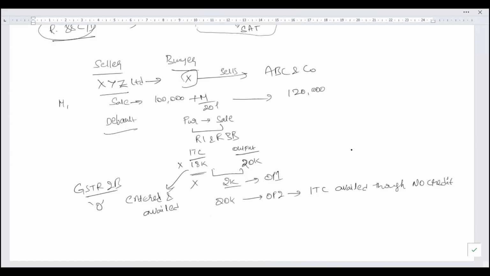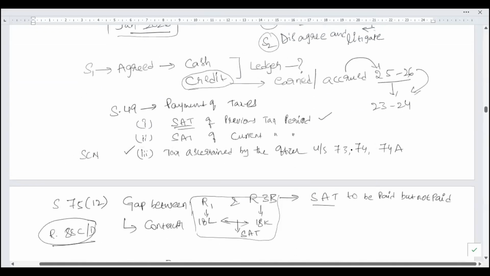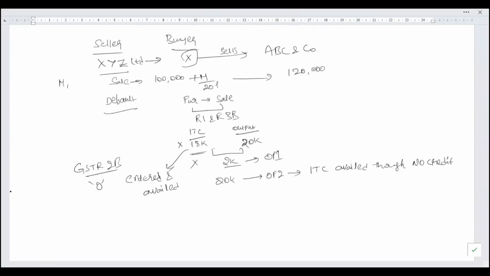So this is a scenario where I may land up in this situation where there is a self-assessment tax of the previous tax period. Though there is no credit, I have availed the credit. Now, assuming month 1 is gone, month 2 is gone, month 3. In month 3, the GST registration of XYZ Limited has been cancelled with effect from month 1. Now, this is a scenario where this gentleman X will never get this input tax credit of 18,000.